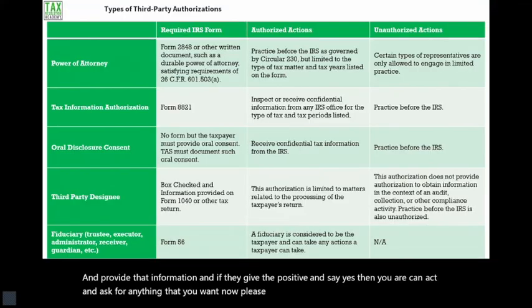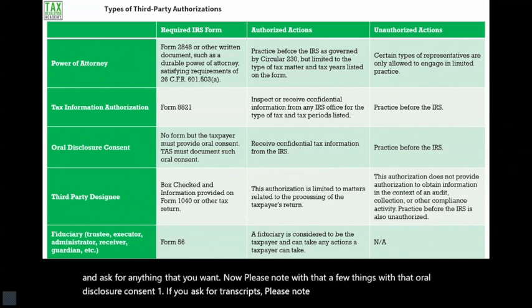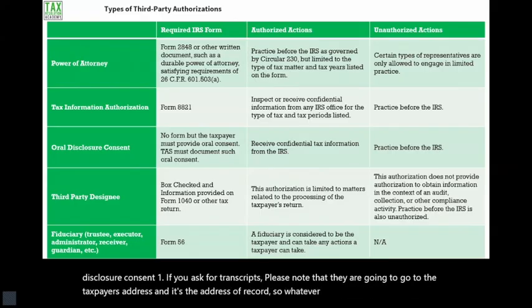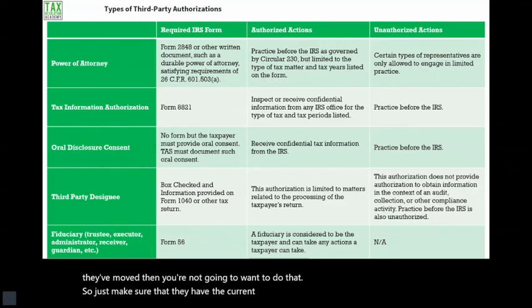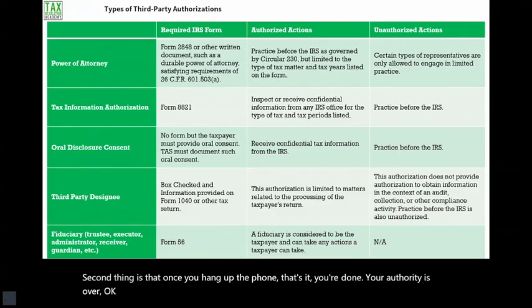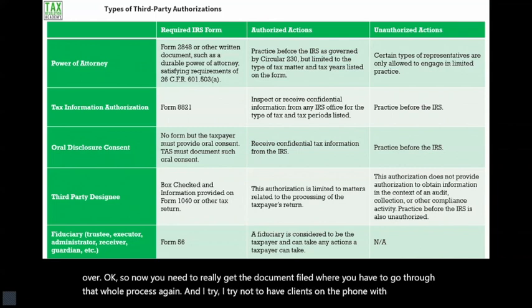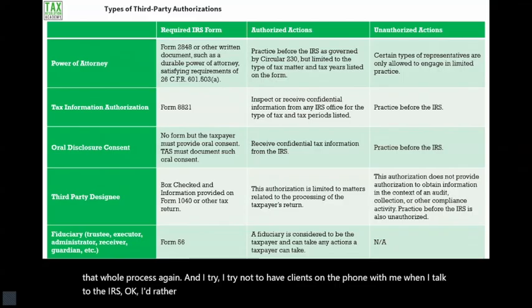Now, please note a few things with that oral disclosure consent. One, if you ask for transcripts, they are going to go to the taxpayer's address, the address of record. Whatever the most recent record is, if they've moved, then you're not going to want to do that. So just make sure that they have the current address on file. Second, once you hang up the phone, that's it, you're done, your authority is over. So now you need to really get the document filed, or you have to go through that whole process again. And I try not to have clients on the phone with me when I talk to the IRS. I'd rather them hear it from me than hear it from the IRS in terms of everything that's going on.